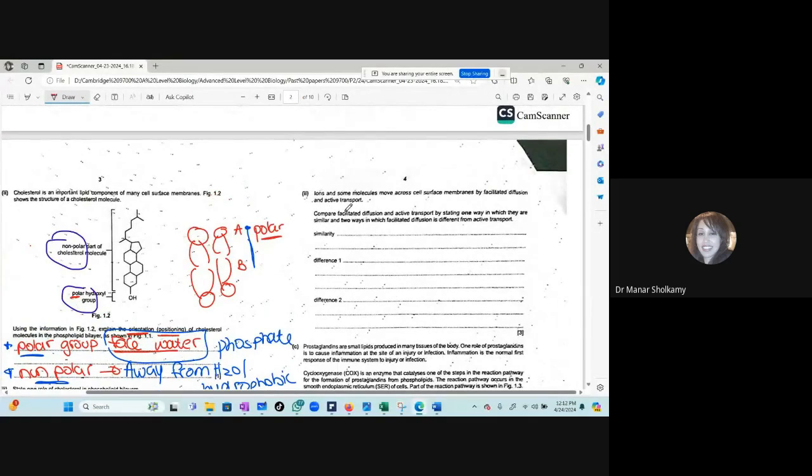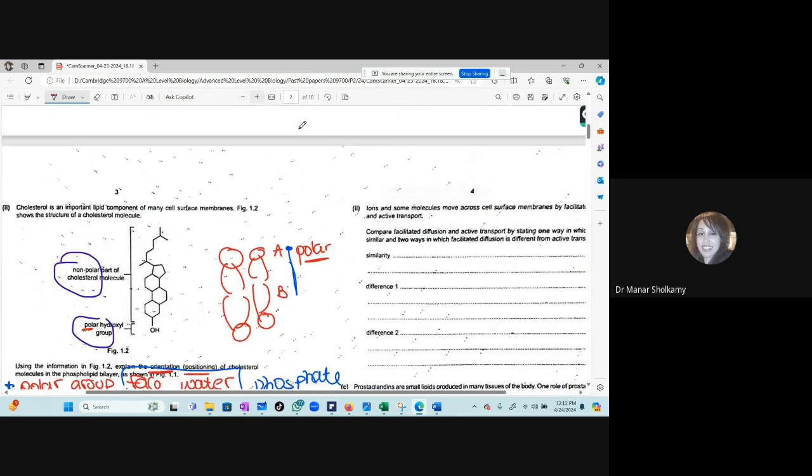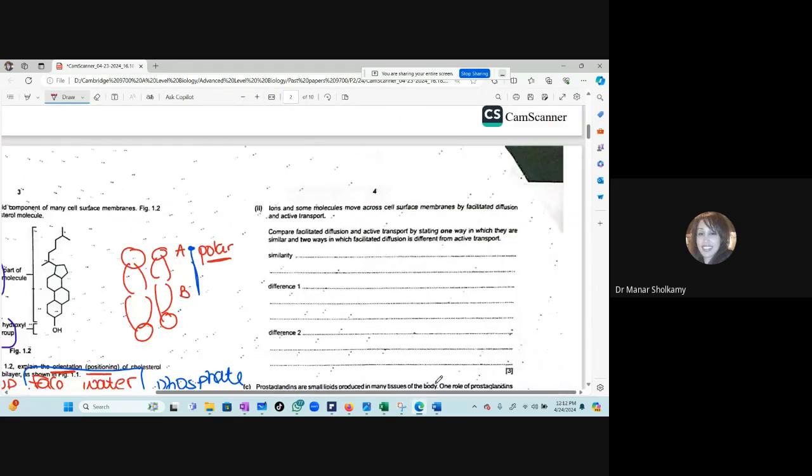Okay. Compare facilitated diffusion and active transport by stating one way in which they are similar and two ways in which facilitated diffusion is different. Okay, this is also an easy question. What is the similarity between facilitated diffusion and active transport? Both allow polar molecules to pass through the cell membrane. Very good. So both of them allow the passage of polar molecules.